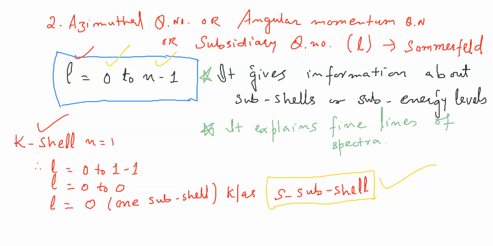Okay, sure. Next, after the K shell we have the L shell. Can you tell me how many subshells will be there in this L shell? What is the n value for this L shell? n value is 2, right? So can you tell me what will be the l value? I told you that it is calculated as 0 to n minus 1, right?